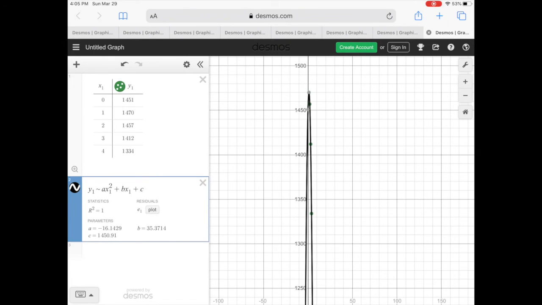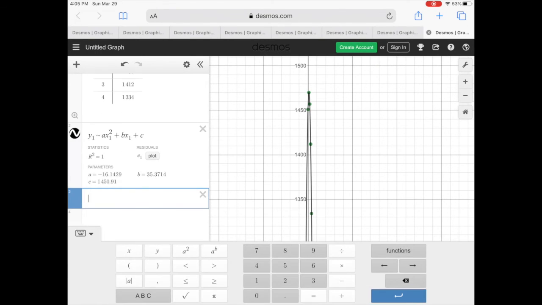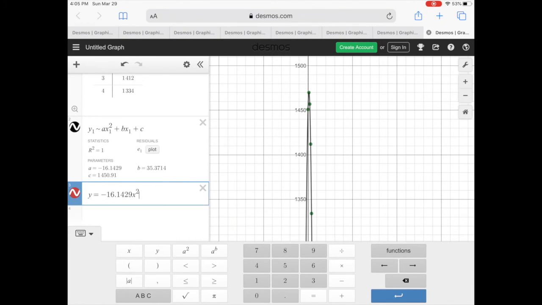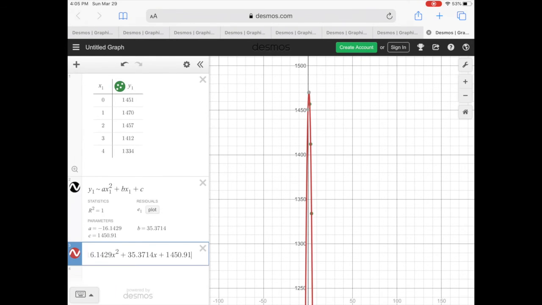So if you take a look at what we have, I'm going to just write the equation right here. y equals, did it say anything about rounding? Maybe we better not. Negative 16.1429x squared plus 35.3714x plus 1450.91. All right, and you see our red parabola over on the graph is right on top of our dots, where we were before.